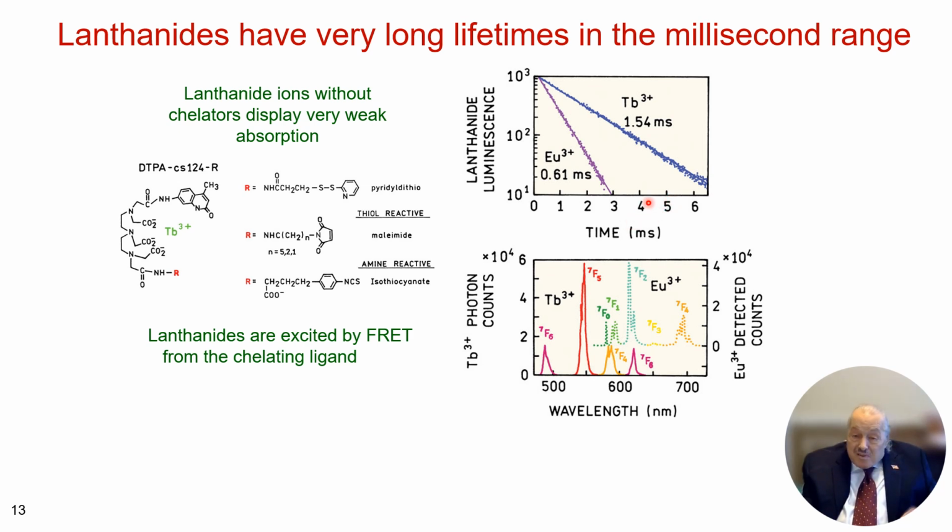So the only way you can get a significant excited state population is by having the ion chelated to a sensitizer, and the sensitizer has a fluorescent group on it, and these molecules are actually excited by FRET in the near field from the chelator to the ion.